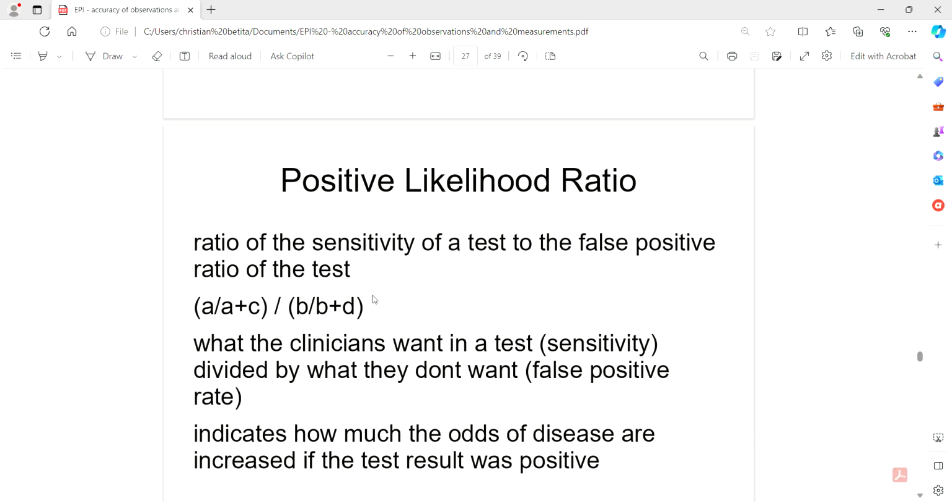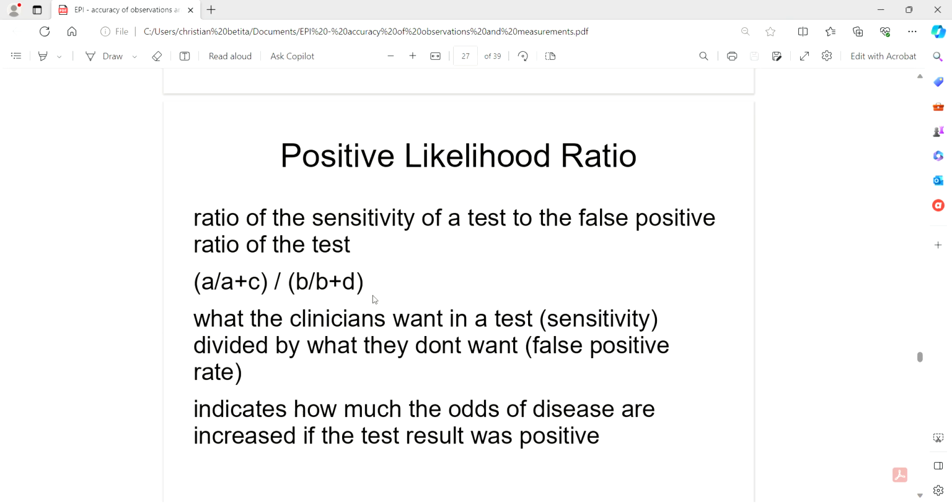Positive likelihood ratio. So this is the ratio of the sensitivity of a test to the false positive ratio of the test. And it's given by the formula A over A plus C all over B over B plus D. It's what the clinicians want in a test, which is a sensitivity, divided by what they don't want, which is the false positive rate. It indicates how much the odds of disease are increased if the test result is positive.